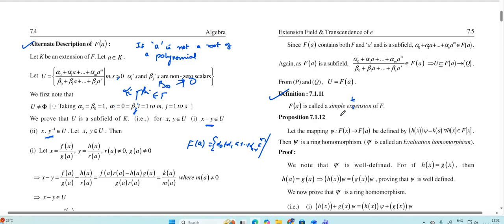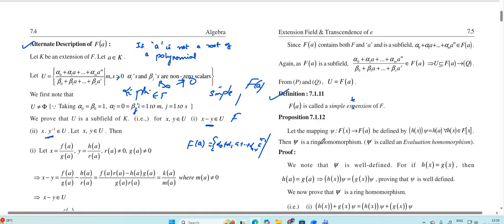Now this F of A is called a simple extension of F. You have F and you are adjoining A, which is not an element in F, to this F, and so you have F of A. This is called a simple extension.